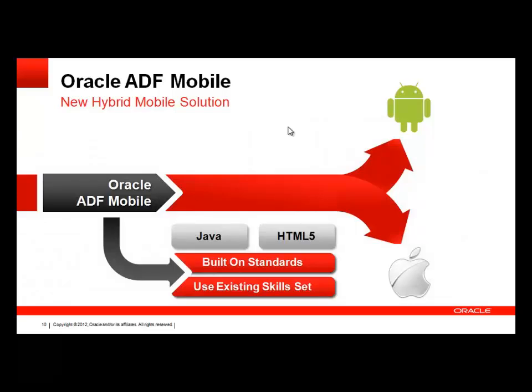In this seminar, however, we're going to focus on the new Oracle ADF Mobile capabilities. Oracle ADF Mobile is a new hybrid mobile solution from Oracle. It leverages Java and HTML5 and allows you to build a single application that can be installed and run both on an Android operating system as well as iOS, the Apple operating system. The nice thing about Oracle ADF Mobile is that beyond the fact that it's built on standards, it allows you to leverage the existing skills you already have as a Java developer and as an Oracle ADF developer.